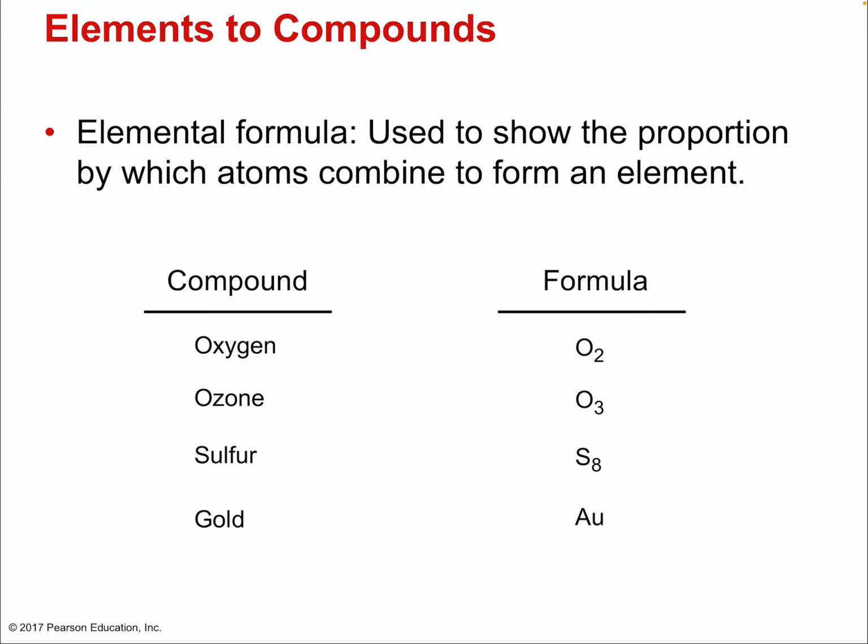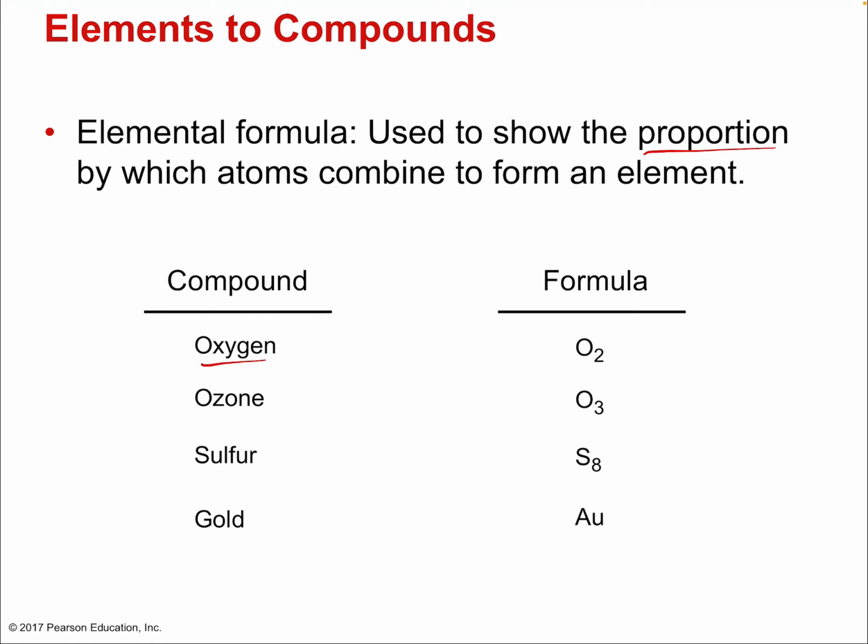So the elemental formula is used to show the proportion by which atoms combine to form an element, okay? Because we saw with water, for example, there's 2 hydrogens per 1 oxygen. That's what we mean by the proportion, right? That would be a 2 to 1, 2 hydrogens per every 1 oxygen. Get it? Okay. So molecules tend to form in certain ways. Again, we'll talk about why they tend to form that way in future chapters.